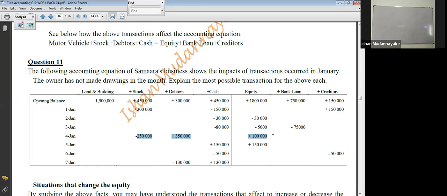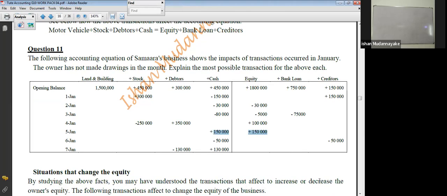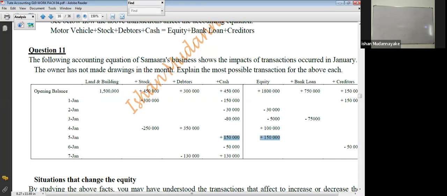Next one, 5th January. One of the most possible transactions. Owner provided 150,000 to the business. Cash plus, equity plus. Or another one, received rent income of 150,000. For the 5th January, for this 150,000, you can write, owner provided 150,000 to the business, or received 150,000 rent income, or received 150,000 commission income.